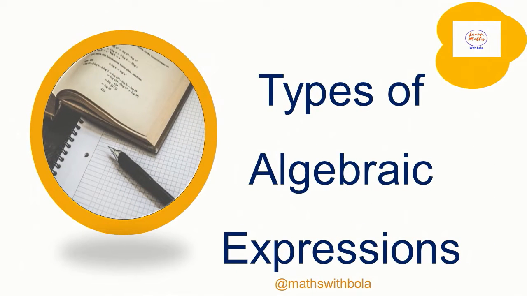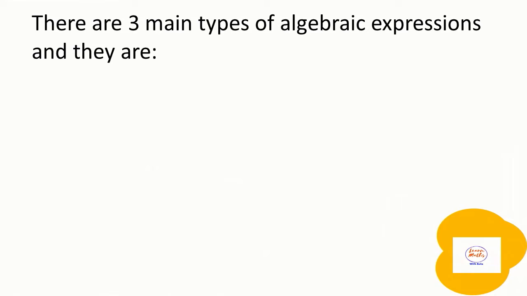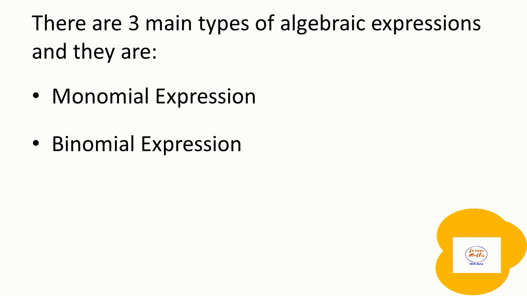Let's go on to talk about the types of algebraic expressions. There are 3 main types of algebraic expressions, and you have the monomial expression, the binomial expression, and the polynomial expression. I'm sure you may wonder, what does all this mean? So let's explore each of them one by one.